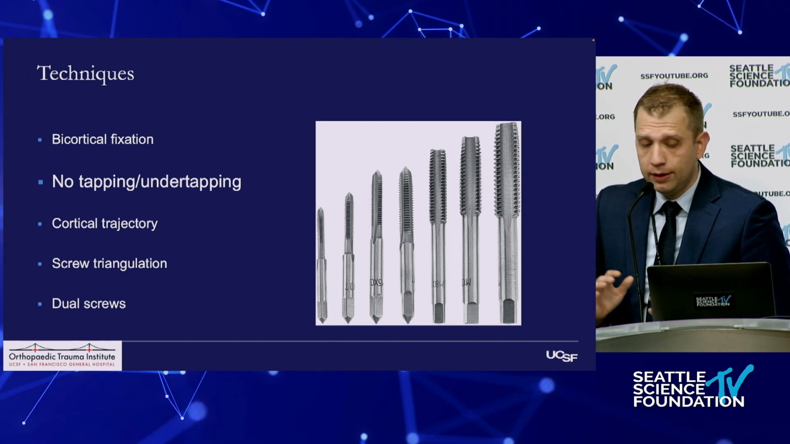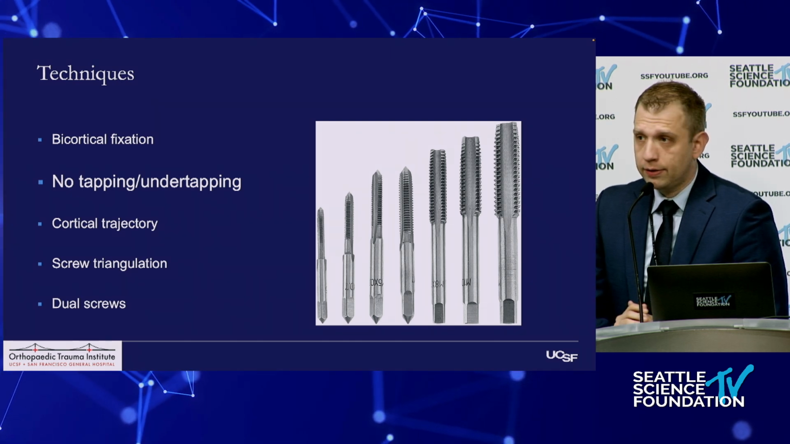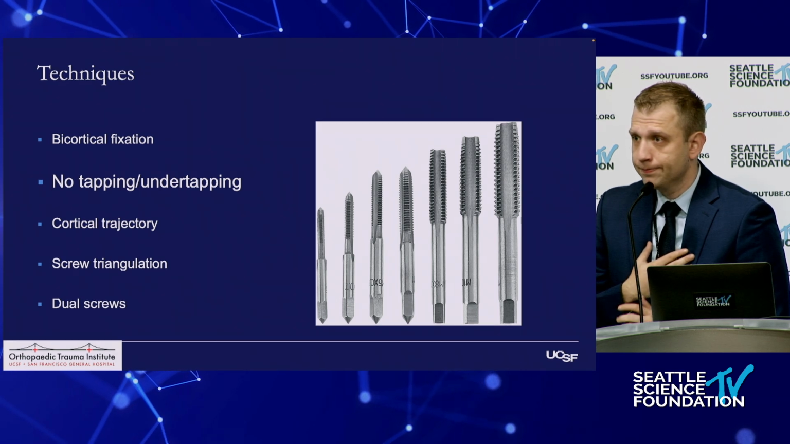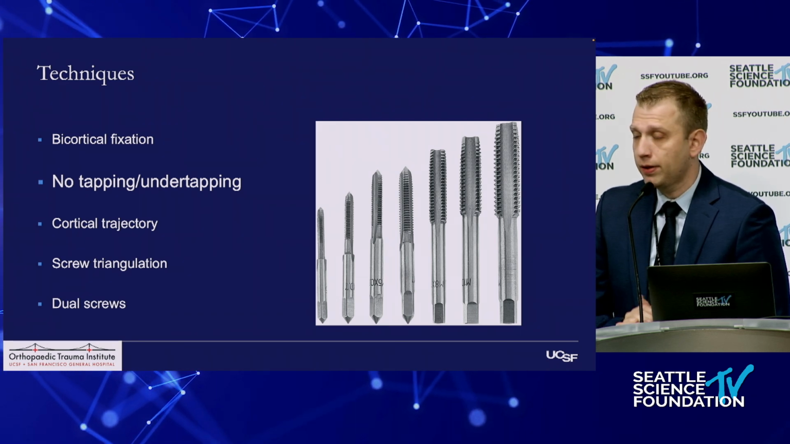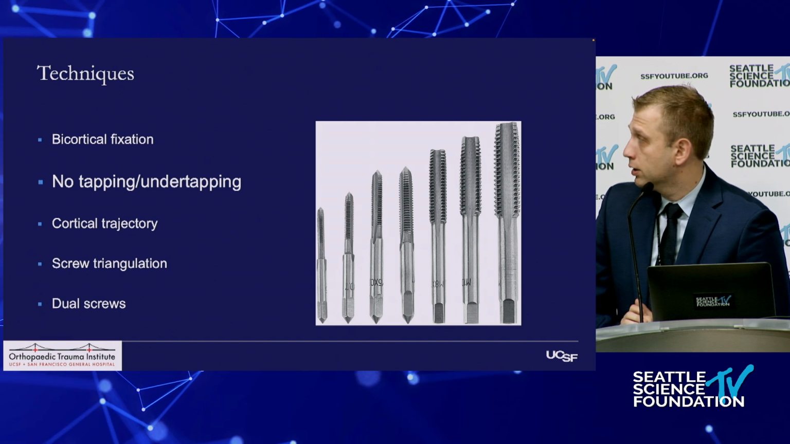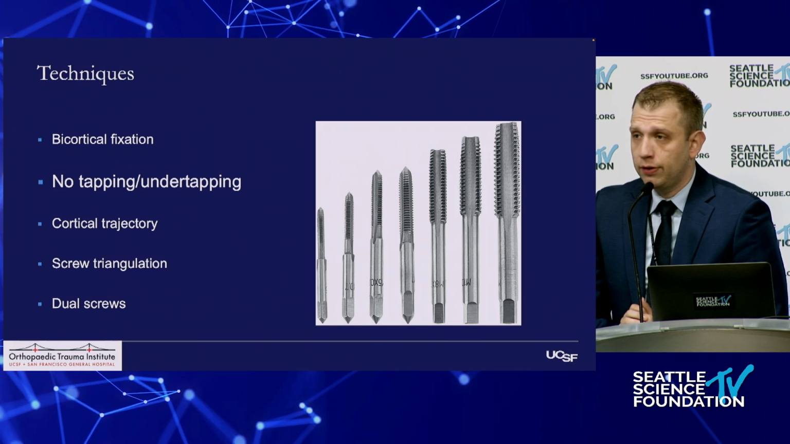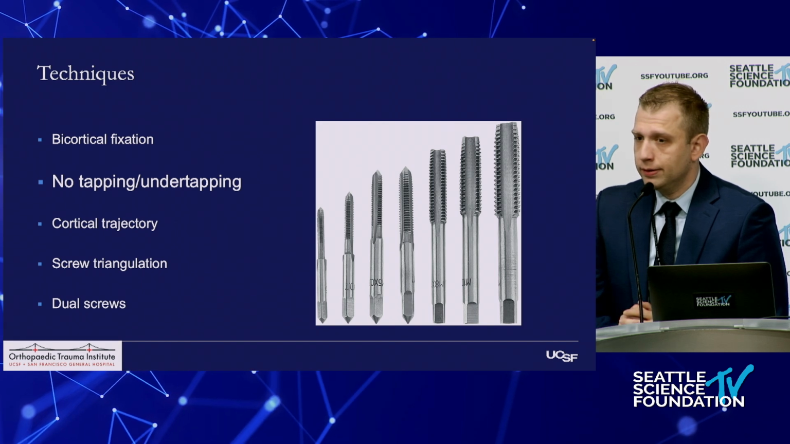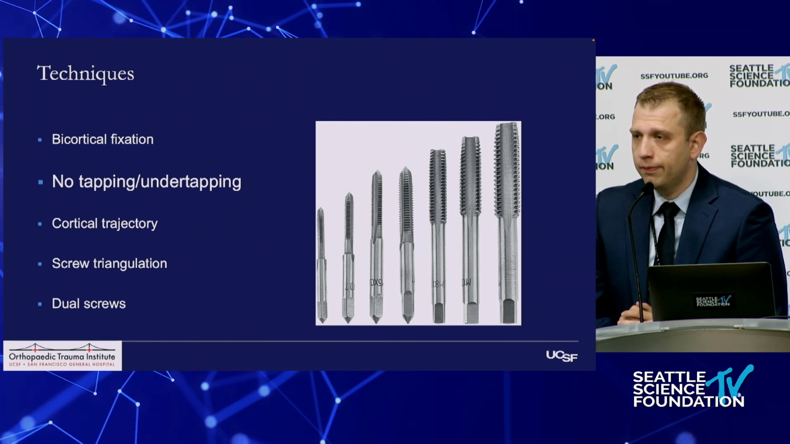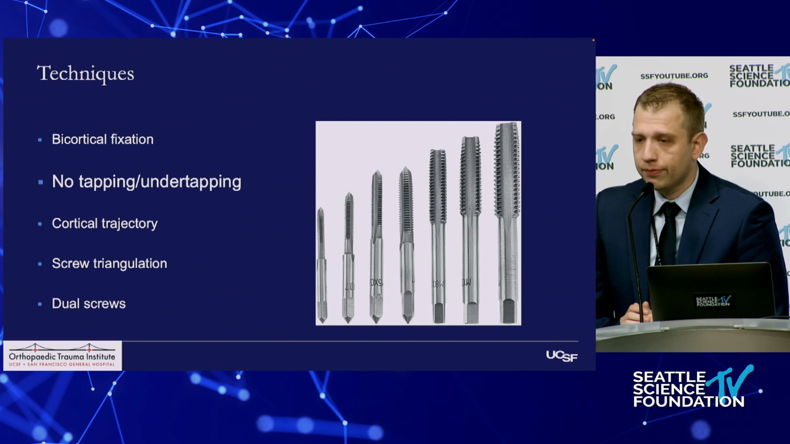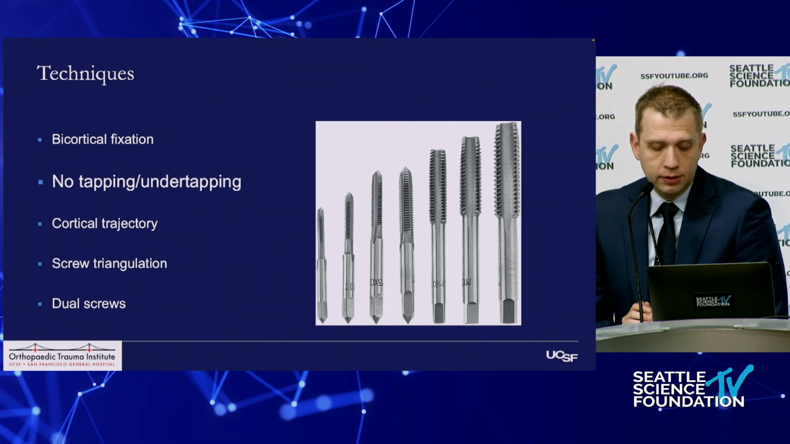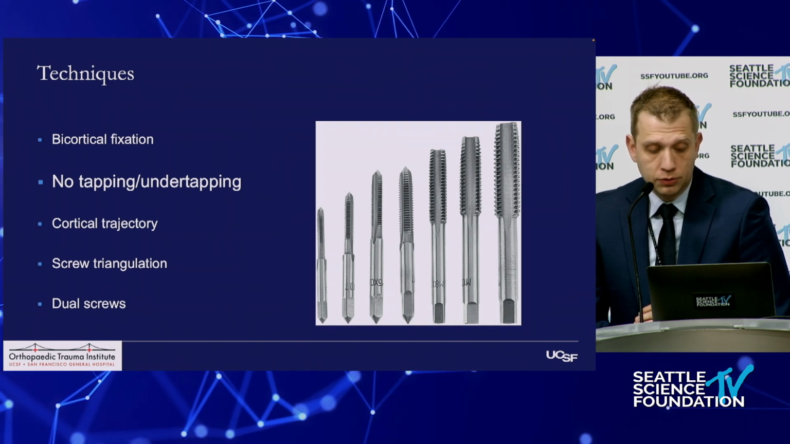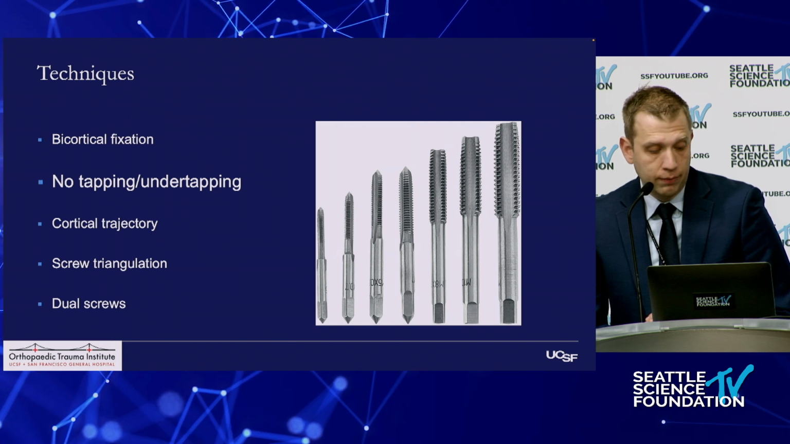Another thing is either no tapping or under tapping. Personally, unless the patient has super bone, I don't tap at all, especially with the screw technology that we have nowadays. When you tap, you just decrease the contact area between the threads and the bone, and I think it's been shown to weaken the pull-out strength.